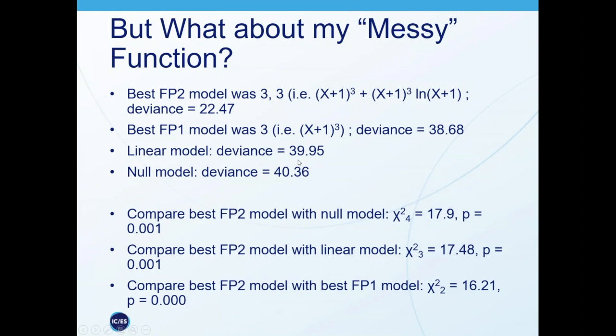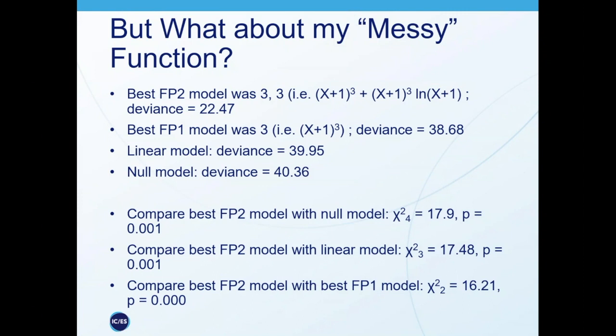And my linear model, if I just put x into the model, here's the deviance for that. And the null model, where I drop x out completely, here's the deviance. So my first test is to compare the best FP2 model with the null model. Well, that was highly significant. I had a p-value of 0.001, so I conclude that I do need to have x included in my model.